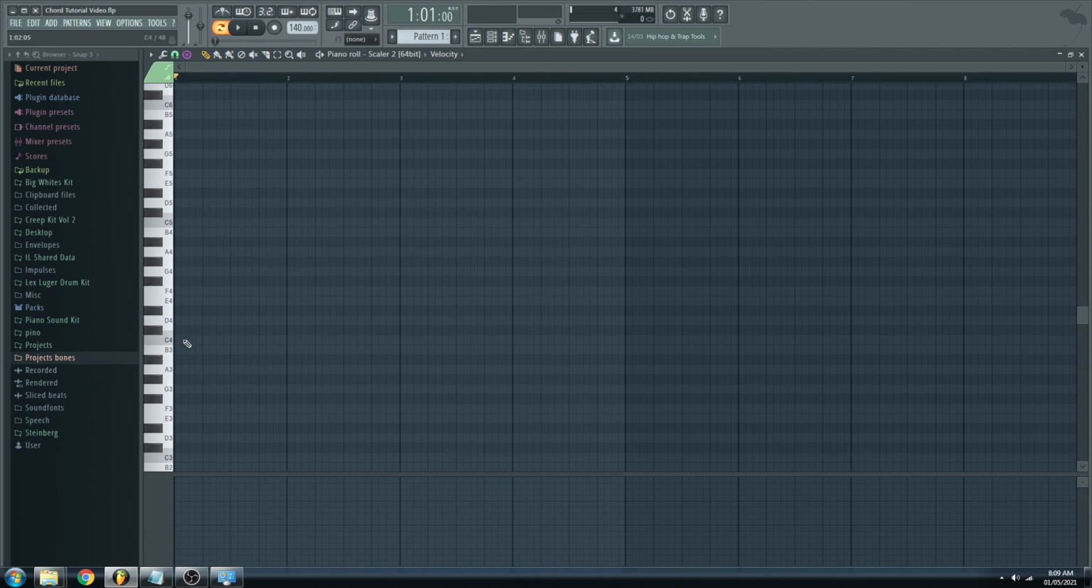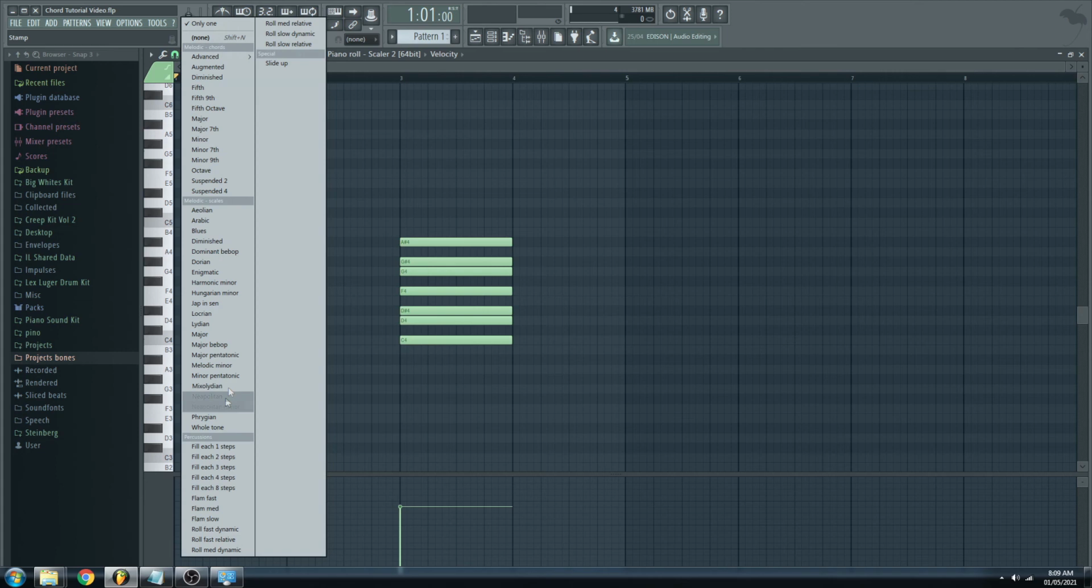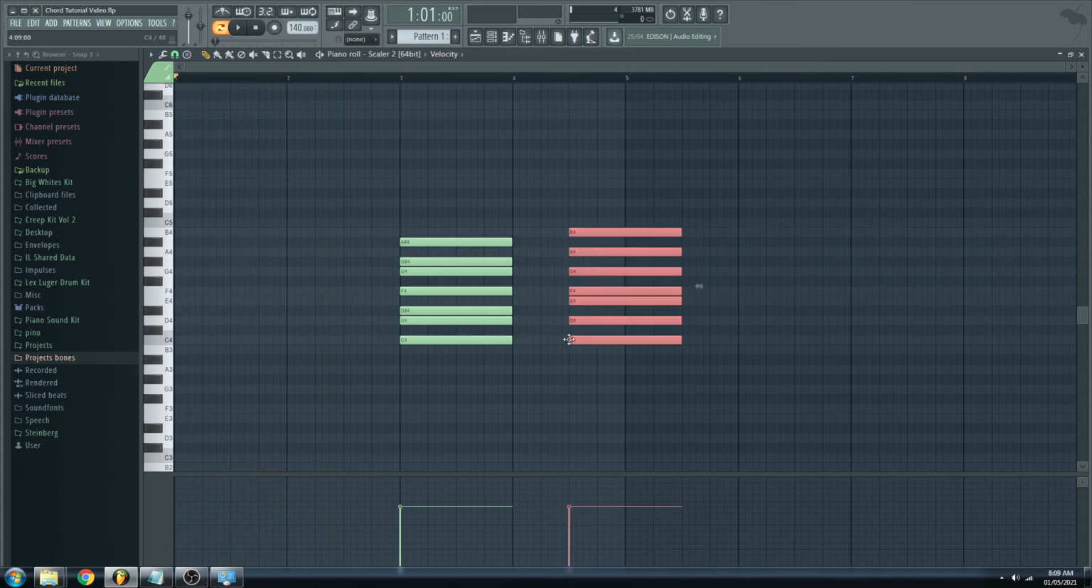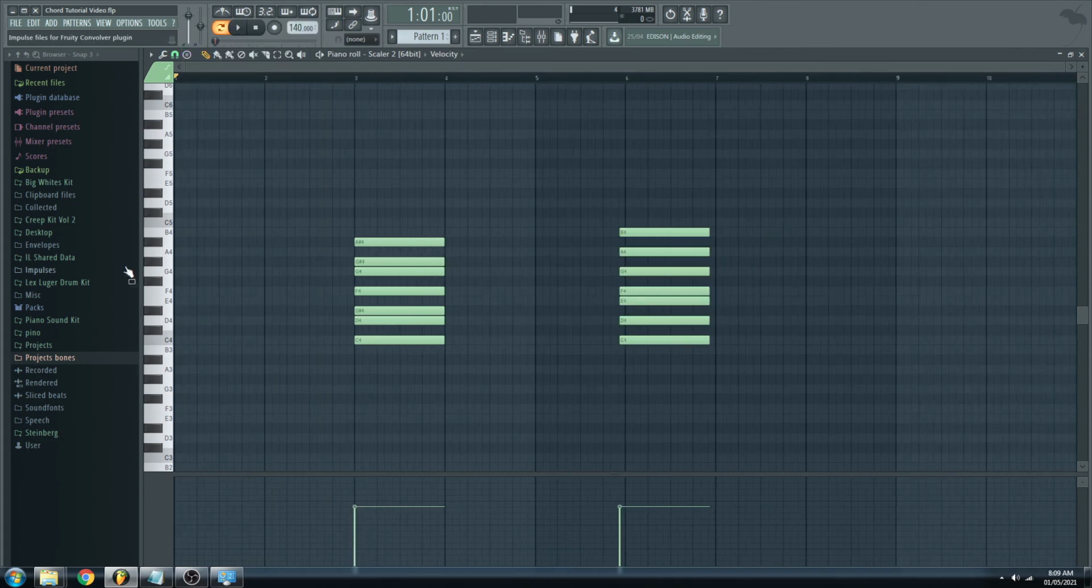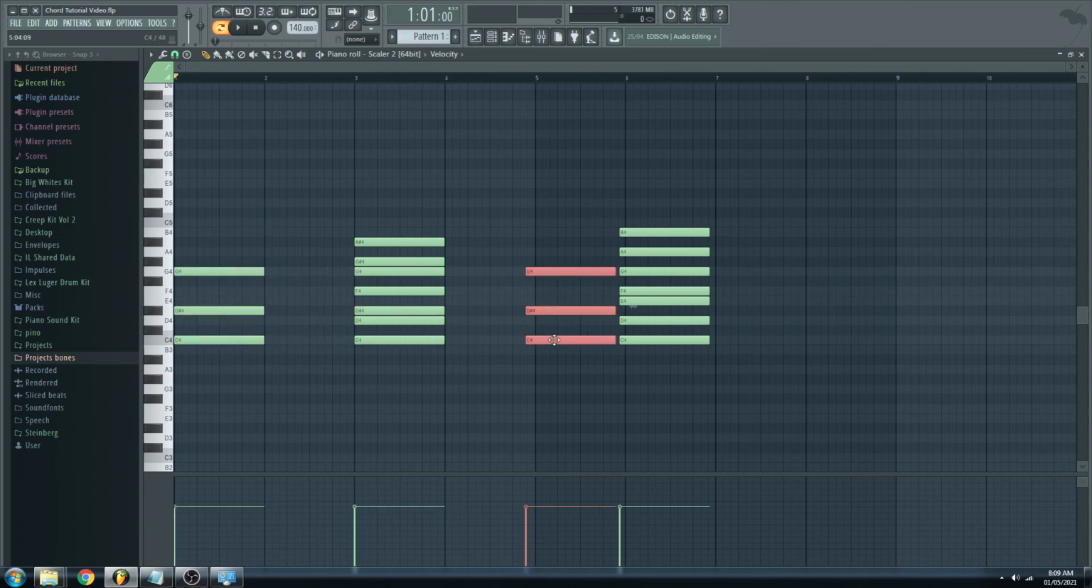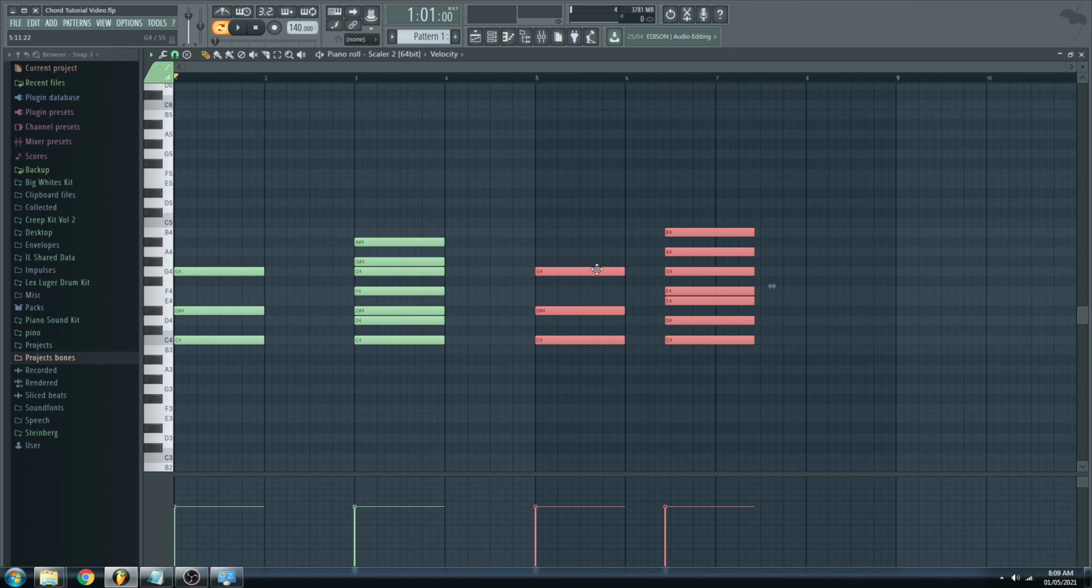Let's see here. We want to make a minor 7th, and we also want to make a major 7th chord, okay? So let's do that. C, D sharp, G. This is our C minor chord here. Let me just move this over so it doesn't get too confusing. This is major, this is minor. If we take C, E, G, that's a major chord.